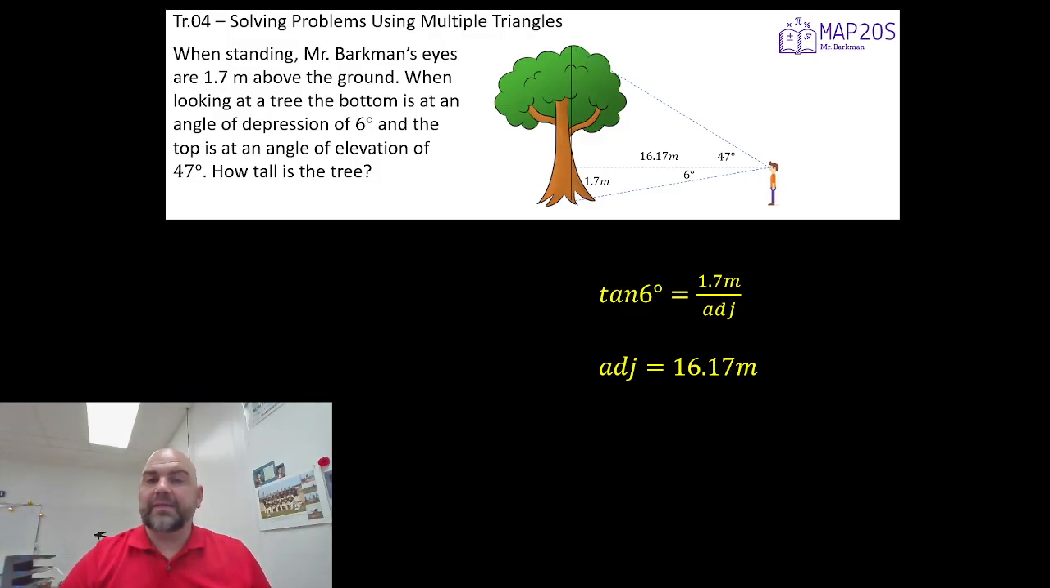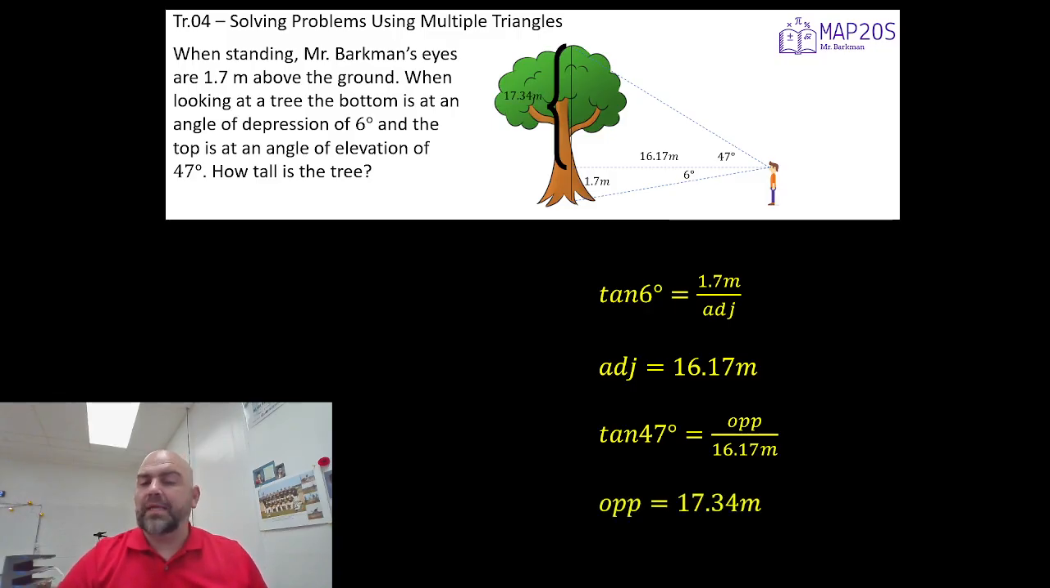All right, now that we know that side, we can figure out that remaining piece of the tree. We have the adjacent side. We're looking for the opposite side. So again, we're going to use our tangent function, but now we have the adjacent instead of the opposite. So now we're multiplying instead of dividing. And we're going to get an opposite side of 17.34 meters, which means that the remaining part of the tree is 17.34 meters. To figure out the entire length of the tree, we've got to add the 17.34 onto 1.7.